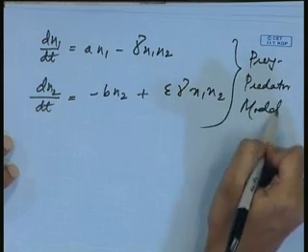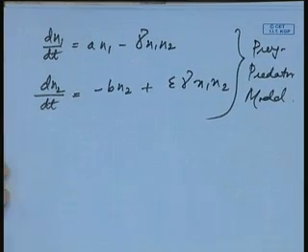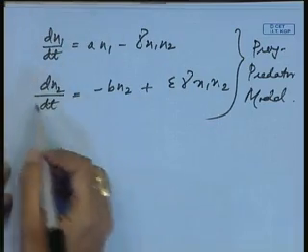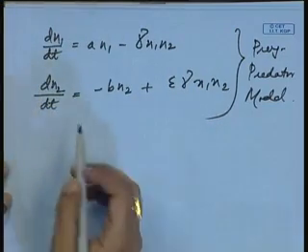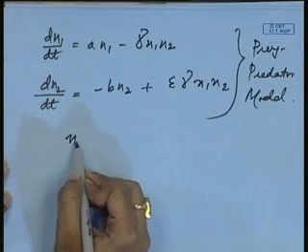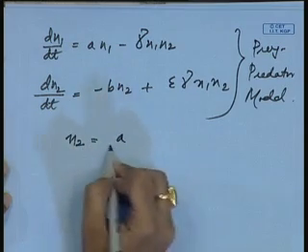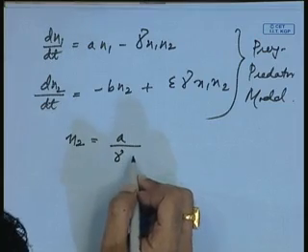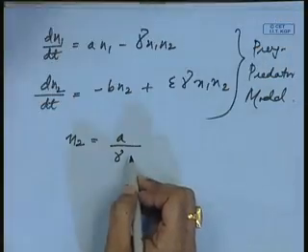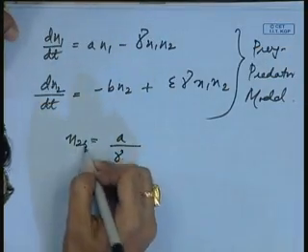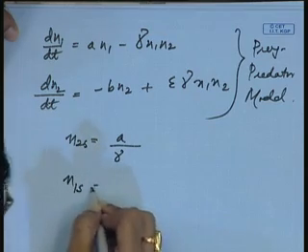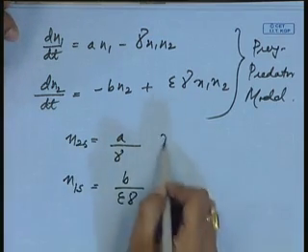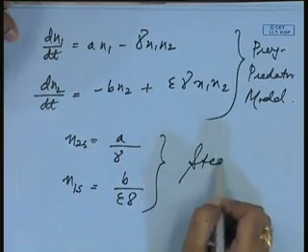If I look at these two equations together, what do I see? What I see is the fact that I can get a steady state out of it. So, it is possible to have a steady state. If we equate the left hand side to 0, then the first equation would give me N2S equals A over gamma, and the second equation would give me N1S equals B over epsilon gamma. Okay. So, these are my steady states.